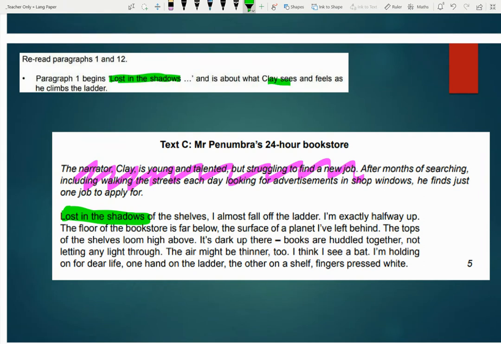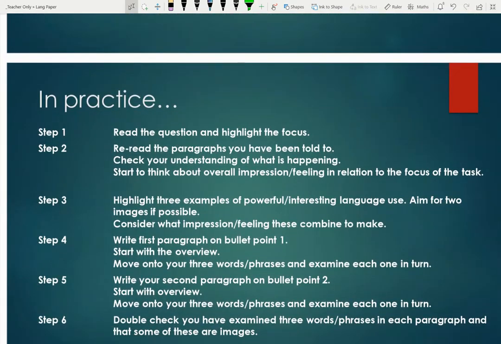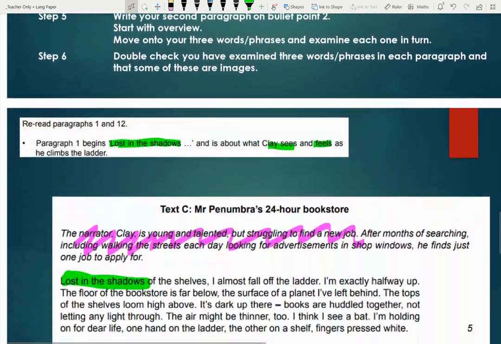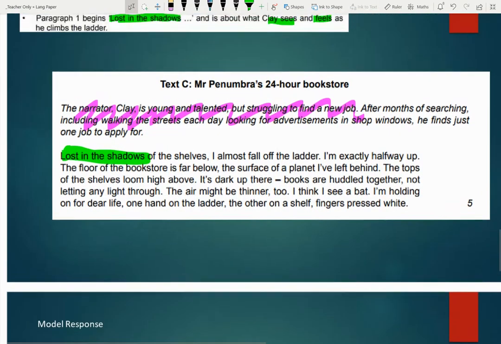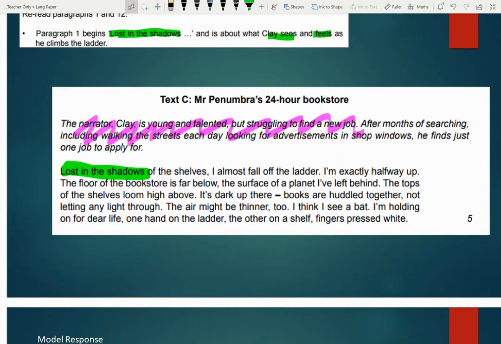So, what does Clay see and what does Clay feel? I've read the question, I've highlighted the focus. I'm now going to reread the paragraph and see if I can understand what's happening in it. "Lost in the shadows of the shelves, I almost fall off the ladder. I'm exactly halfway up. The floor of the bookstore is far below, the surface of a planet I've left behind. The tops of the shelves loom high above. It's dark up there, books are huddled together, not letting any light through. The air might be thinner too. I think I see a bat. I'm holding on for dear life, one hand on the ladder, the other on a shelf, fingers pressed white."